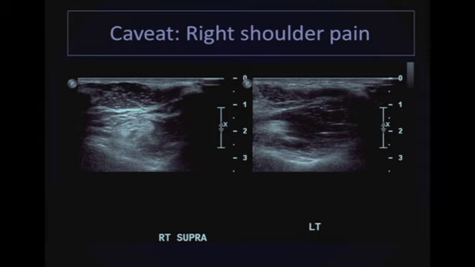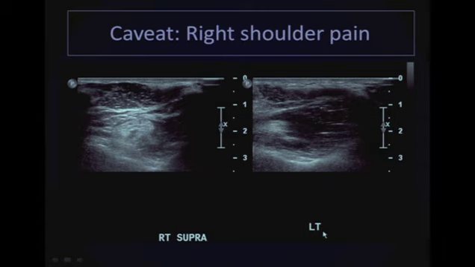Now here's one pitfall. Just because you see increased echogenicity in the muscle doesn't always mean that there is fatty atrophy. And here is a patient with right shoulder pain. We are looking at the supraspinatus muscle. There is some normal appearance of the muscle here, but there is this one area of increased echogenicity, as bright as you would expect fat to be. But be careful not to call this fatty atrophy.